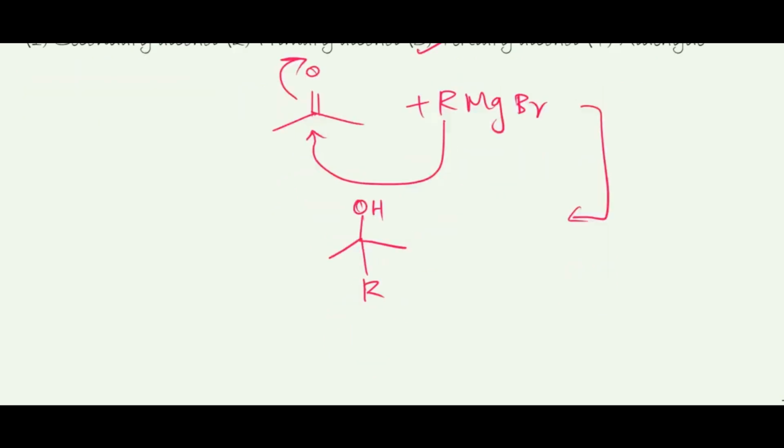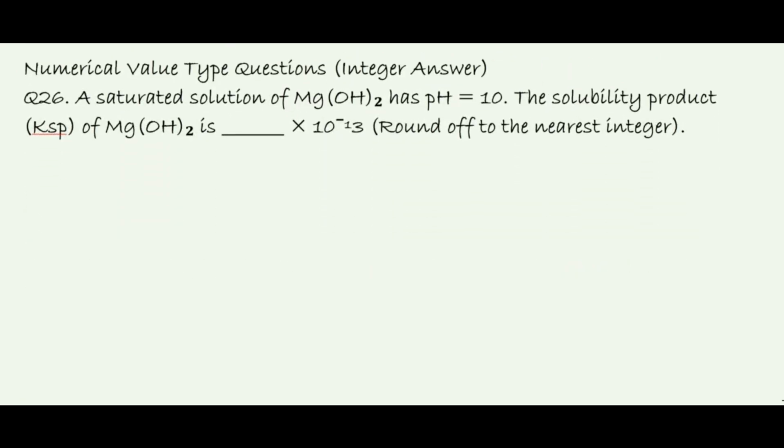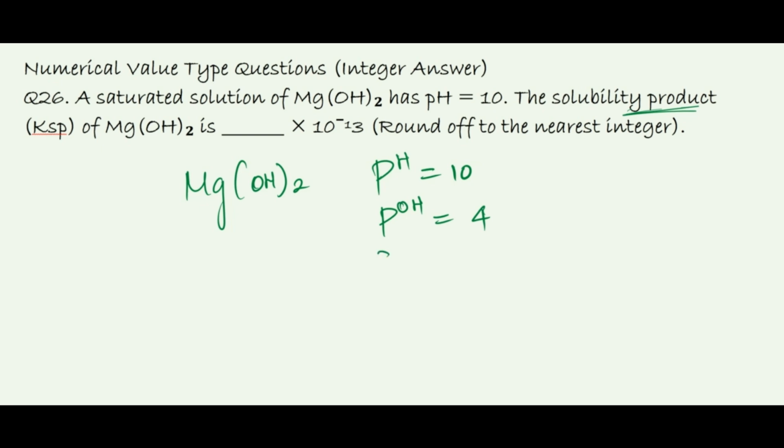Let's move on to integer type questions. The first question is, a saturated solution of magnesium hydroxide has a pH of 10. They're asking for the solubility product Ksp for magnesium hydroxide. So with a pH of 10, what would be the pOH? That is 4, isn't it? Which means the OH minus concentration is 10 to the power minus 4 molar.